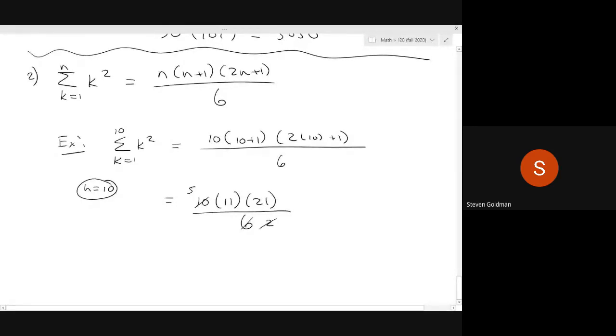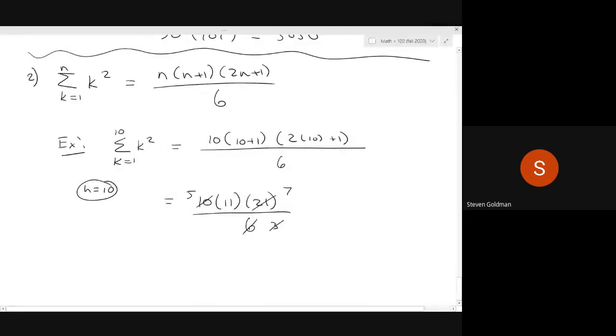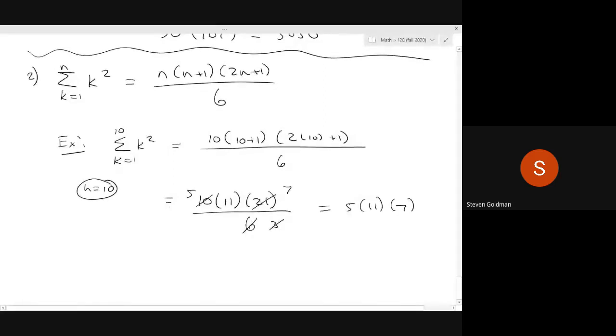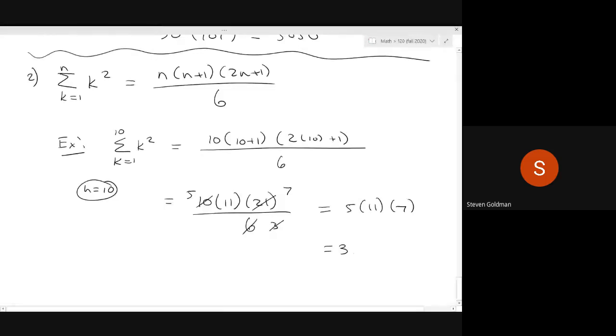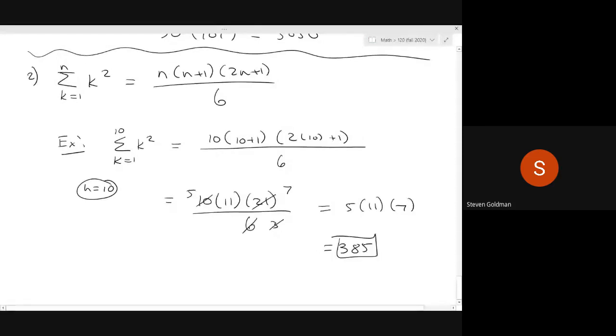The 6 will cancel with the 10, leaving a 5 on top and a 3 on the bottom. And the 3 will cancel with the 21, leaving a 7 on top. So I'm left with 5 times 11 times 7. 5 times 11 would be 55. 55 times 7 would be 385.